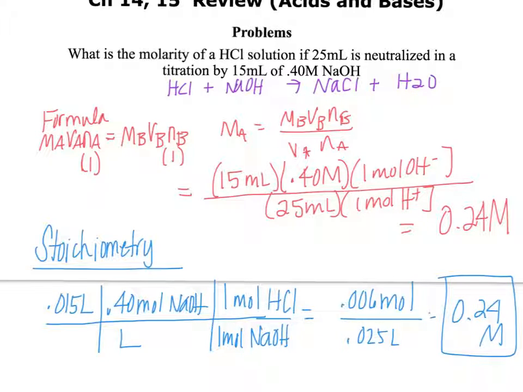You can also do it the stoichiometry way, for those of you that prefer that, and you end up getting the same answer. You do volume times molarity, and then you do your mole-to-mole ratio, which in this case is a 1-to-1 ratio. When we do that, we get 0.006 moles of hydrogen, or in this case hydrochloric acid, and then we divide it by the volume and we get 0.24 molar. If you do the stoichiometry way, you do need to be in liters and not milliliters, so just keep that in mind. But this is both ways. They will give you the same answer. It's just what your preference is.